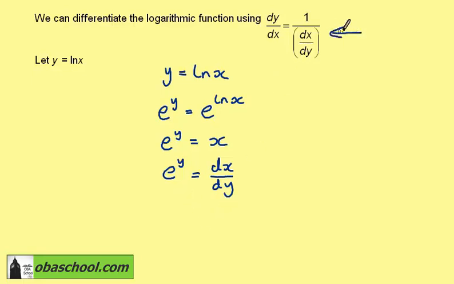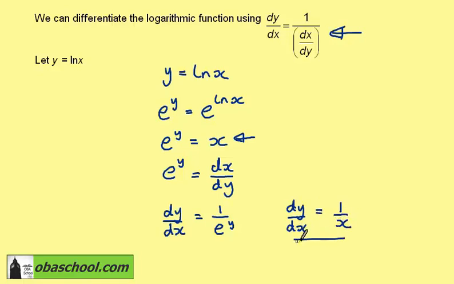Therefore, using dy/dx is 1 over dx/dy gives us that dy/dx would be 1 over e to the y. We can see from here that e to the y is equal to x, so dy/dx is 1 over x. So if y is equal to log to the base e of x, which we call ln x, then dy/dx is 1 over x.